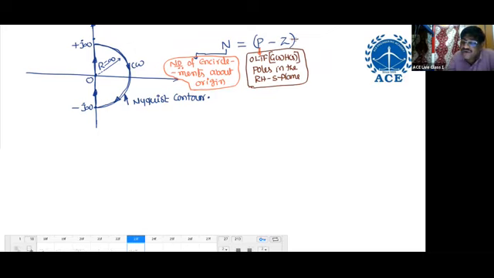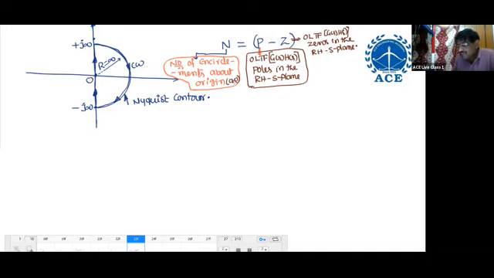Z is called the open loop transfer function G of S, H of S zeros in the right of S-plane. P is called the open loop transfer function poles in the right of S-plane. And N is the number of encirclements about origin. Origin means 0, 0.